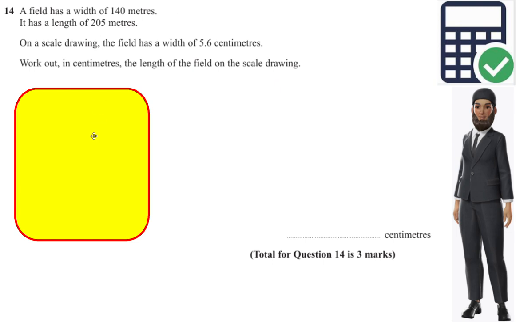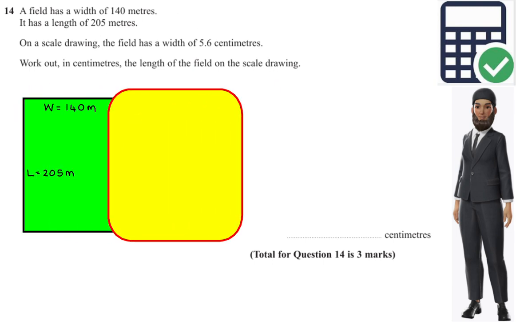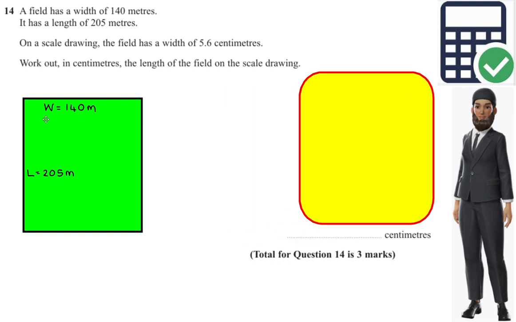Now, first and foremost, let's picture that we have the field over here. So the width is 140 meters, the length is 205. We need to work out the scale factor over here. In real life, you've got 140 meters. Let's write that down. That'll be 140 meters, and we need to divide that by 5.6 centimeters.